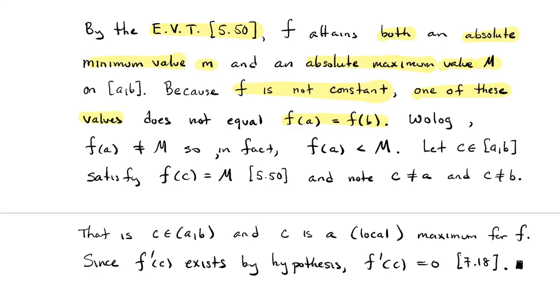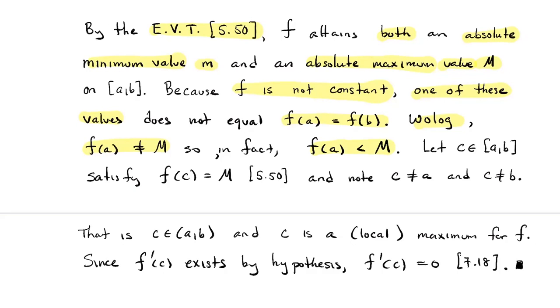So without loss of generality, I'm going to say that capital M isn't f of a. You can rewrite this proof if you want, assuming that little m isn't. It'll go through the same way. If capital M isn't f of a, then it's actually strictly bigger than it, because remember, capital M is an absolute maximum value.